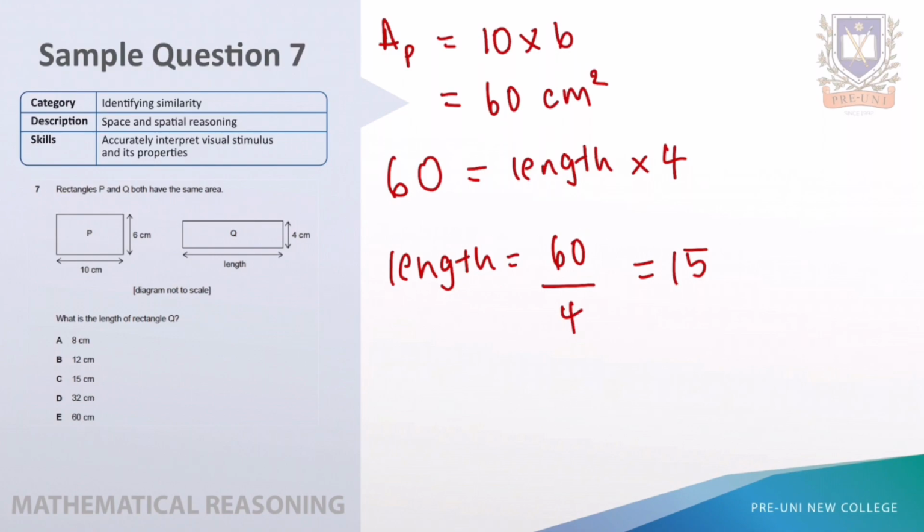So therefore, through the visual stimulus and creating our equations, we can conclude that the length of rectangle Q is 15 centimeters. So C is the answer.